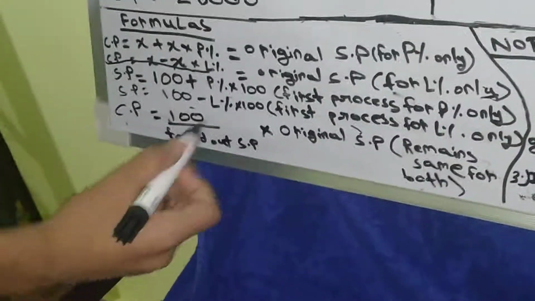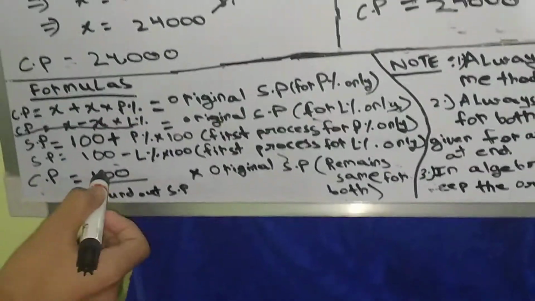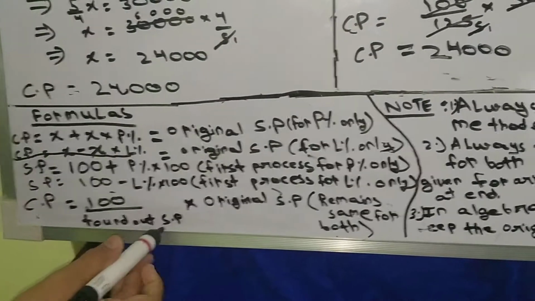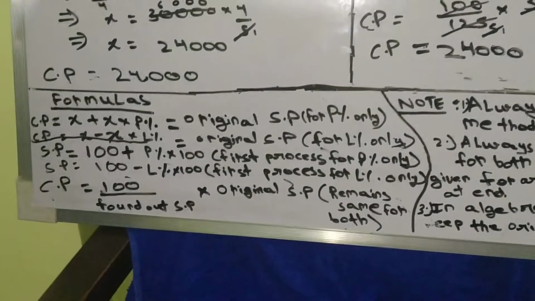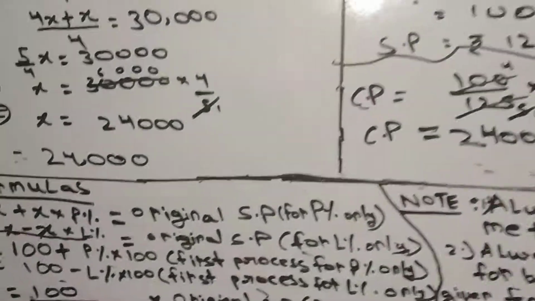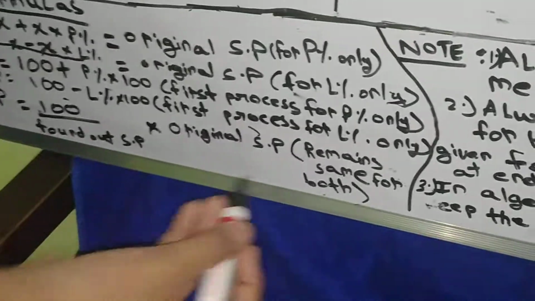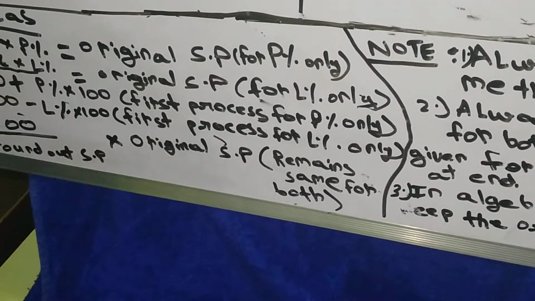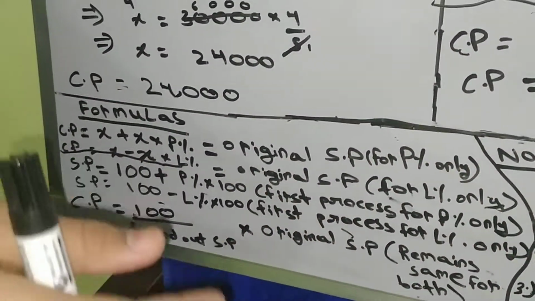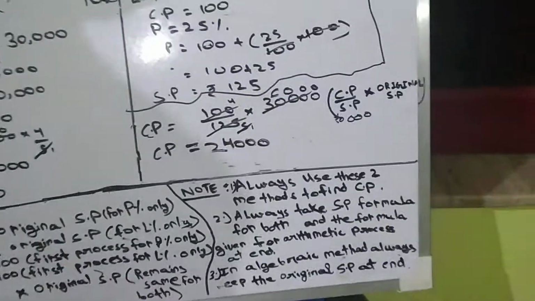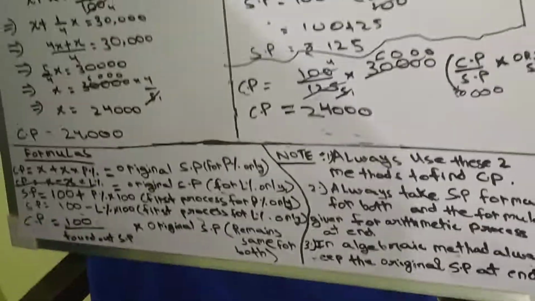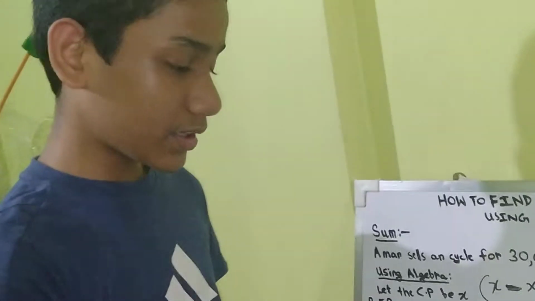Now the main formula of arithmetic, which I have already given here, is 100 by the found out selling price multiplied by the original selling price which is given. It remains same for both. I mean to say that this formula remains same not only for profit percent but also for loss percent. And this formula is the most important formula, which is the only formula to find the cost price in the arithmetic process after the procedure, like I have said.